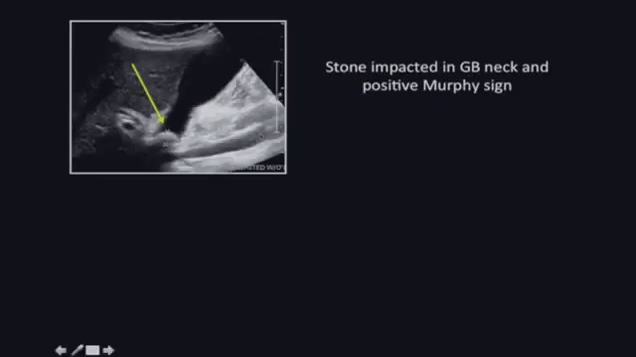This patient also presents with right upper quadrant pain. We see a stone impacting the gallbladder neck. Positive sonographic Murphy sign, even without gallbladder wall thickening, this is consistent with acute cholecystitis.